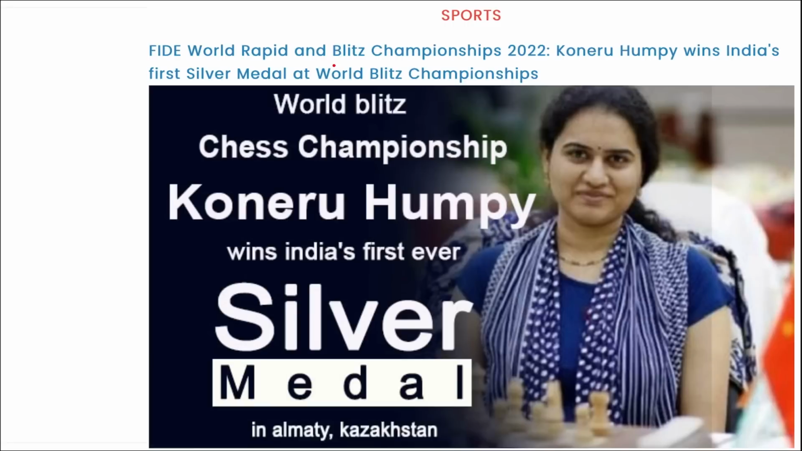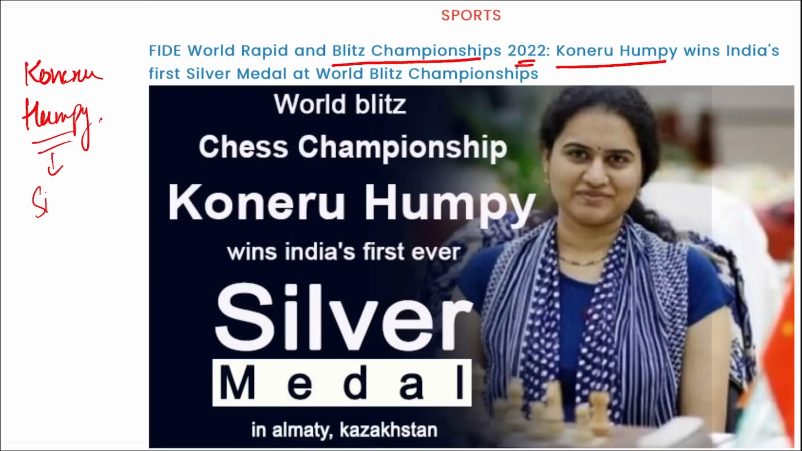Next, FIDE World Rapid and Blitz Championship 2022. Remember, Koneru Humpy has won India's first silver medal. So, Koneru Humpy, which medal did she win? She won the silver medal during the FIDE World Rapid and Blitz Championship. Alright, and at the World Blitz Championship, she won the silver medal. Which sport is she related to? She is related to chess.